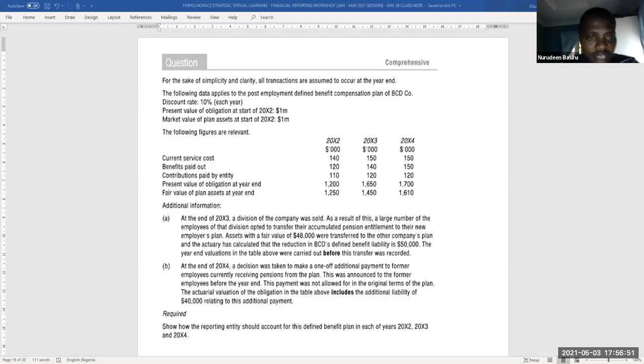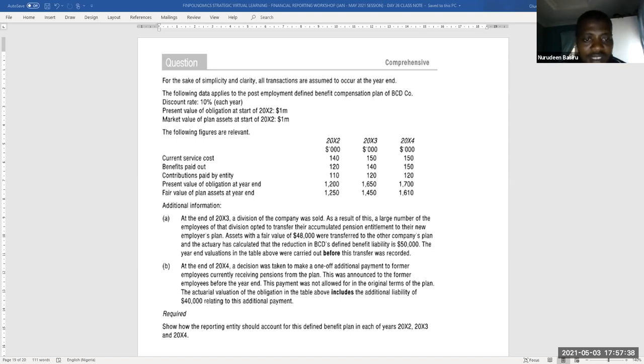Additional information. A, at the end of 2023, a division of the company was sold. As a result of this, a large number of the employees of that division opted to transfer their accumulated pension entitlements to their new employer's plan. Assets with a fair value of $48,000 were transferred to the other company's plan, and the actuary has calculated that the reduction in BCD's defined benefit liability is $50,000. The year-end valuations in the table above were carried out before the transfer was recorded.